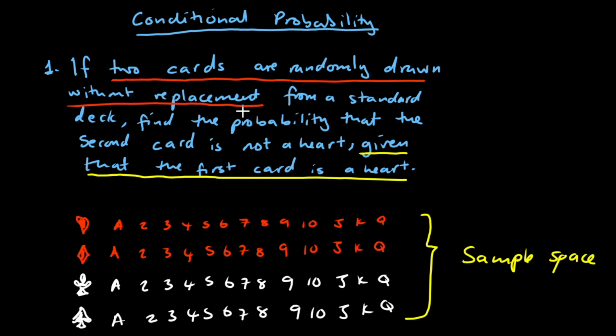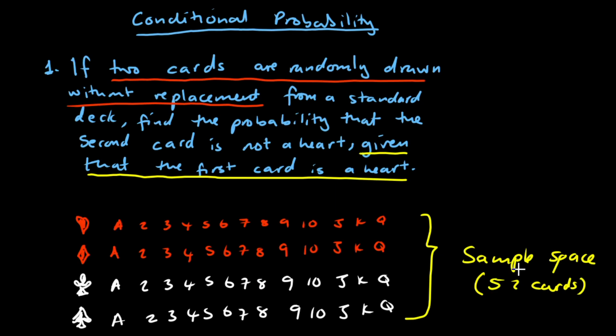We have a standard deck. In a standard deck, we have 4 types of cards. We have the red cards and then we have the black cards. For the red cards, we have the hearts and the diamonds. For the black, we have the clubs and the spades. From each type, we start from A, then 2, 3, 4, 5, 6, 7, 8, 9, 10, J, K, Q. If you add all these cards, there are 52.